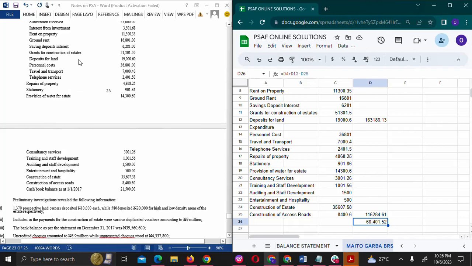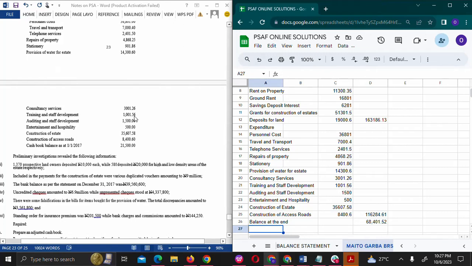Now let's check the additional information. This should be the normal balance at the end. But let's check if there are items in the additional information that affect the cash book and were not earlier recognized in it. They told us that 1,370 prospective landowners deposited 10,000 each, while 580 deposited 20,000 for high and low density areas of the estate respectively.